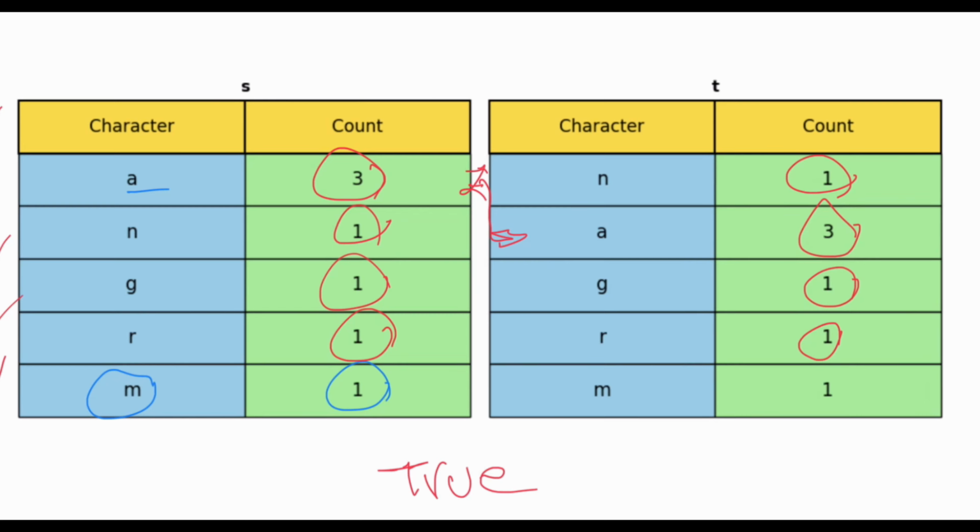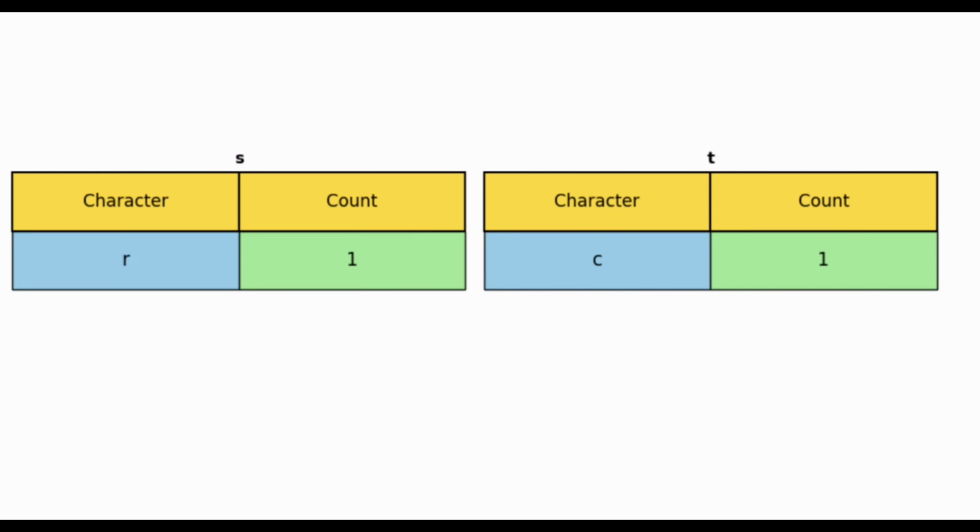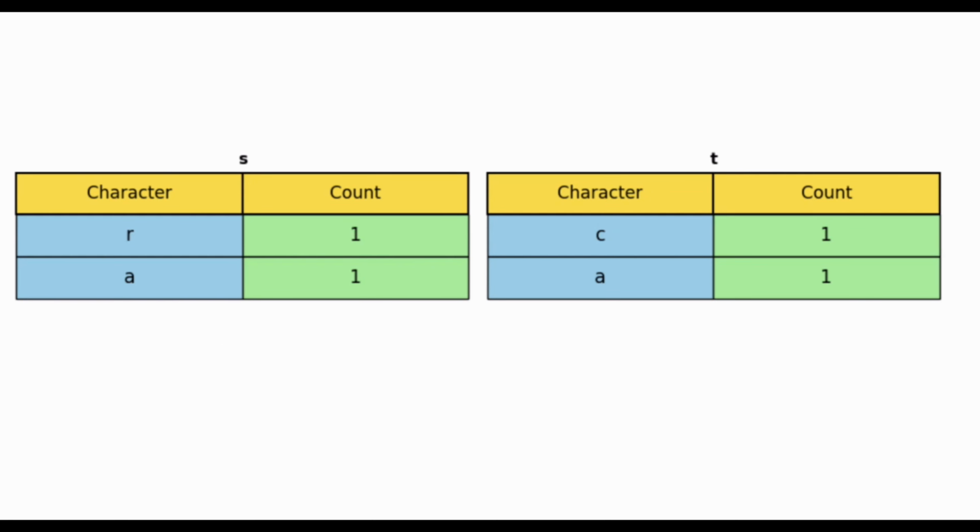Let's go to another example here. For the example, I think that we have rat and car here. So we can again build 2 dictionaries, and at the first step we have R, we put 1 here for the S dictionary, and we put 1 for C in the T dictionary. Then for the next one we have A and A in the T, and for the last one we can see that in the S we have T, and in T we have R, so CAR, RAT.